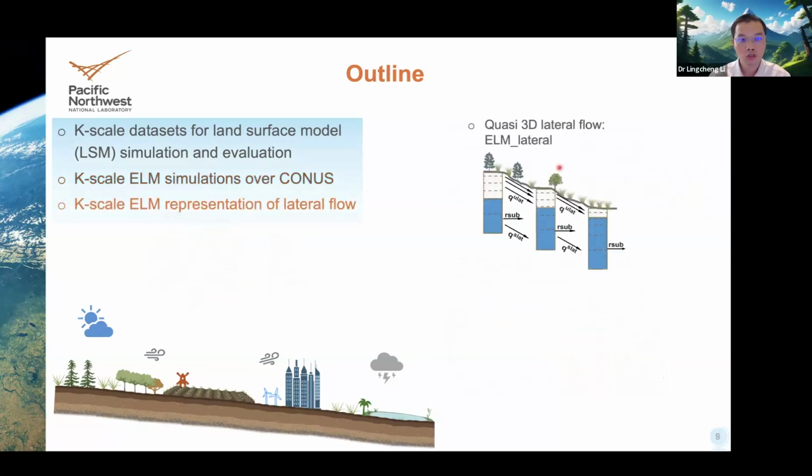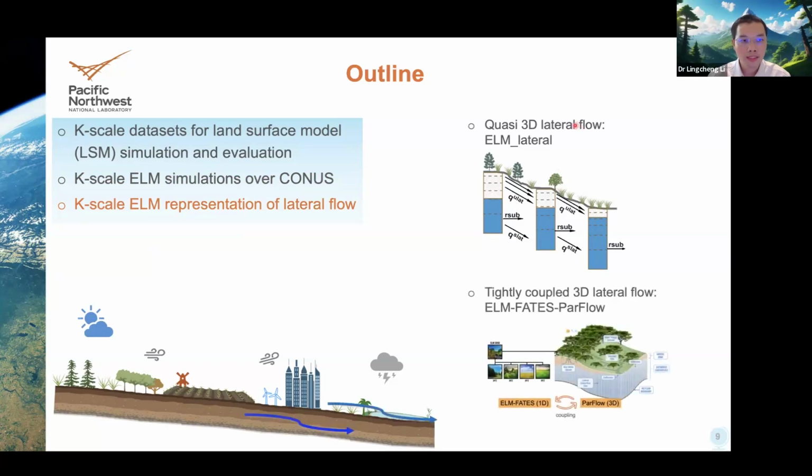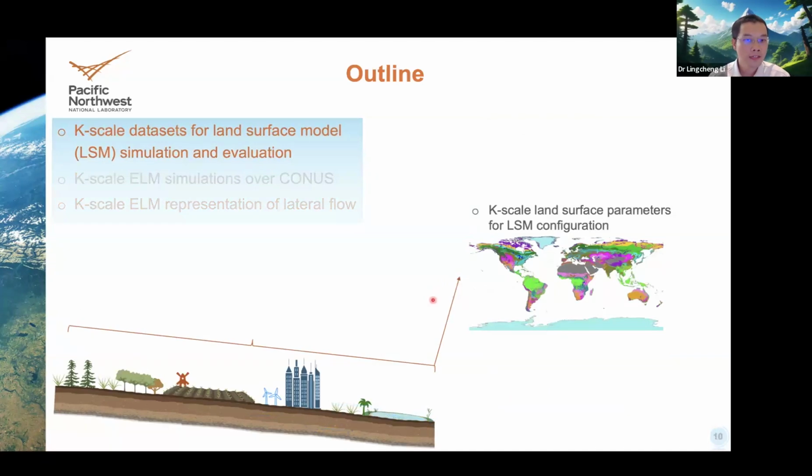In the third part of my talk, I will briefly talk about the representation of lateral flows. So I will introduce two developments in ELM. One is the quasi 3D lateral flow, ELM-Natural, and the second is the tightly coupled 3D lateral flow, ELM-ParFlow. So let's start with the development of K-scale land surface parameters.